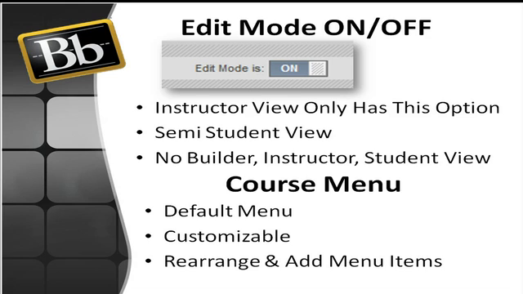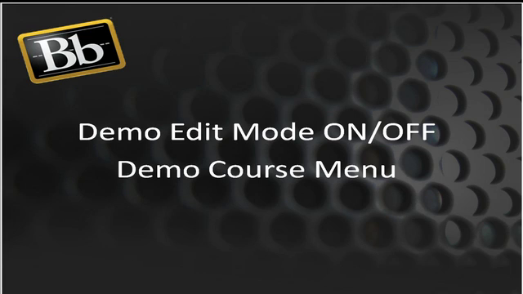The course menu is a default course menu set up by us. You'll see some of the key areas that we think all courses will need, but you can decide how you want to customize this course menu. It's very much customizable. You're able to change names, you're able to move things around, and you can add the tools you'd like for your students to use. It's also easy to rearrange and add these items. Now we'll go out into actually demoing the edit mode on and off, and also demoing the course menu.